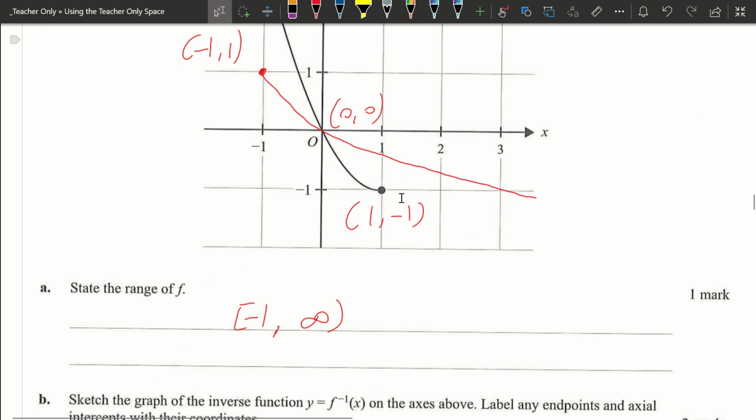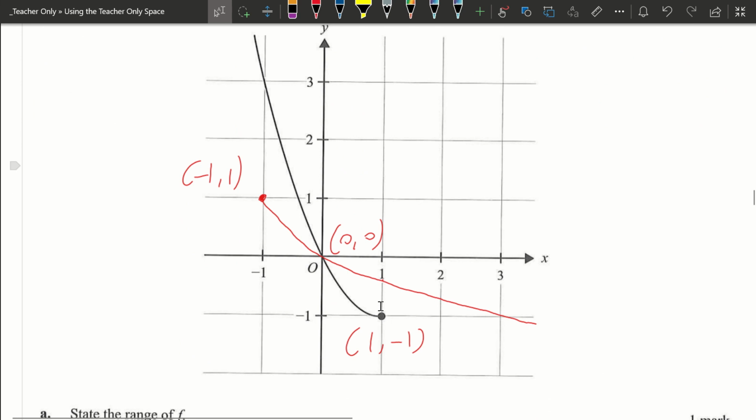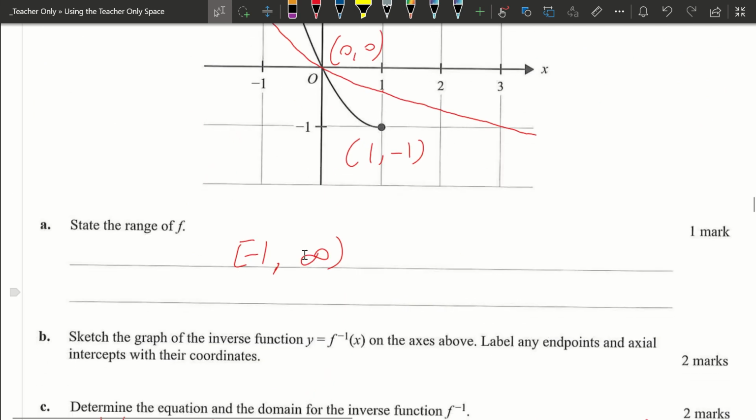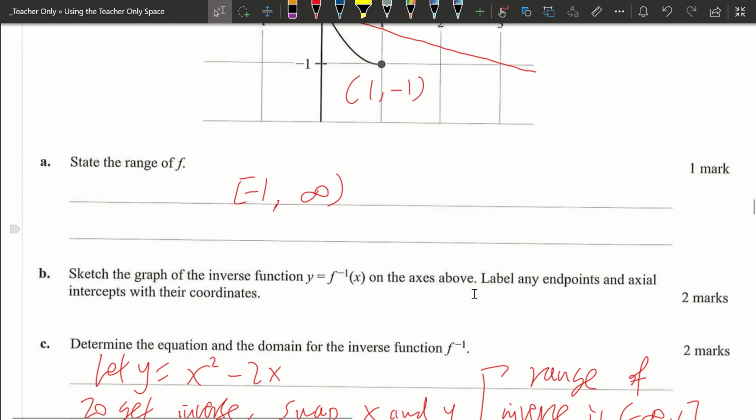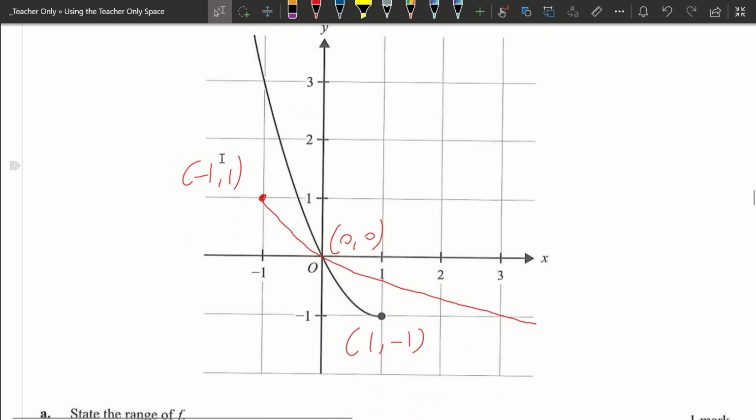Okay, and then the range, well, you basically sub 1 in, and you find the endpoint here, and you can see that is the lowest point, and the y value is -1, so -1 to infinity is the range. And then it says sketch the inverse. Remember, inverse is x and y swapped. X becomes y, y becomes x. So (1, -1) becomes (-1, 1), and you just draw that in. The black curve goes through (0, 0), which means the inverse goes through (0, 0) also.